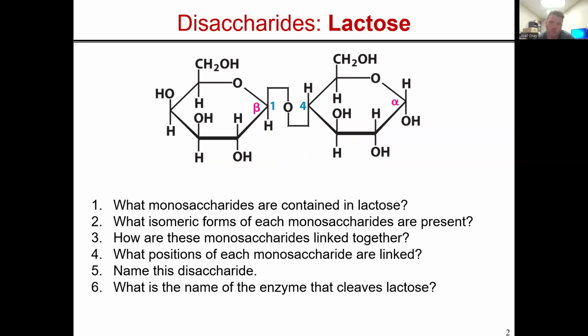The first class of carbohydrates that are more complicated than the sugars we were talking about are a class of compounds known as disaccharides. One example of a disaccharide is a molecule known as lactose. When you look at any sugar or disaccharide, it's important to be able to look at it and basically say what it is. So, what monosaccharides are contained in lactose?